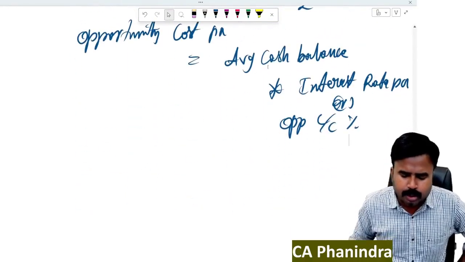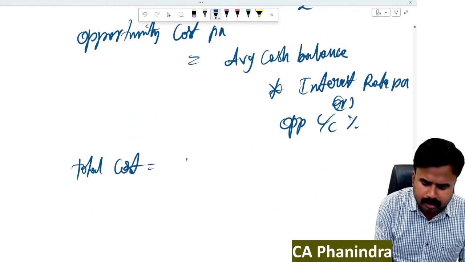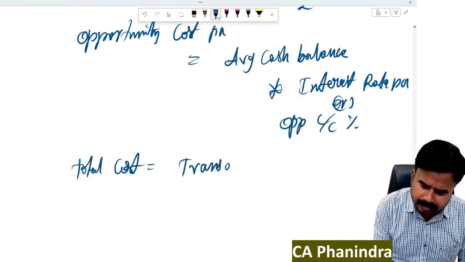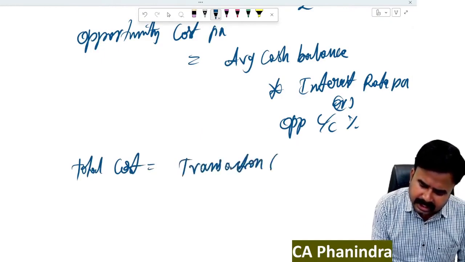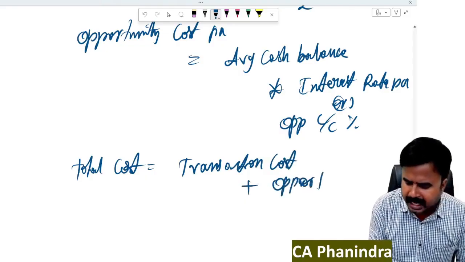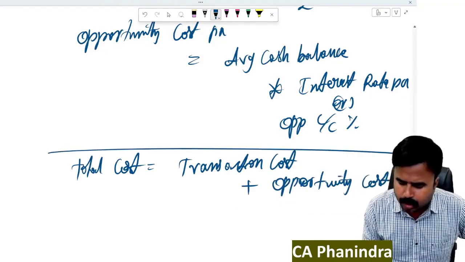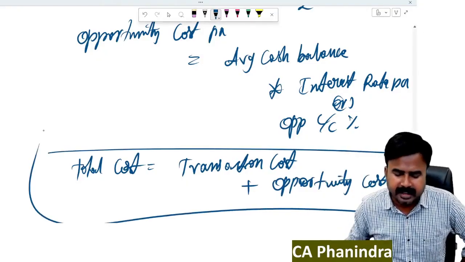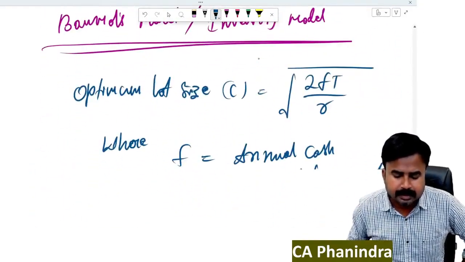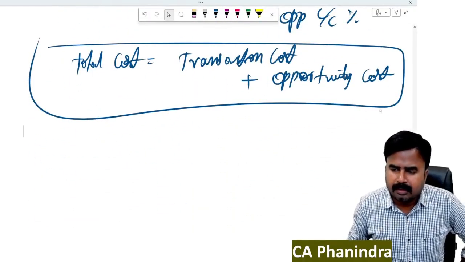So my dear students, my total cost will be equal to transaction cost plus opportunity cost. These two numbers should be calculated for a 1 year period. This is my total cost computation. Now the point is, let us apply this formula for the problem.